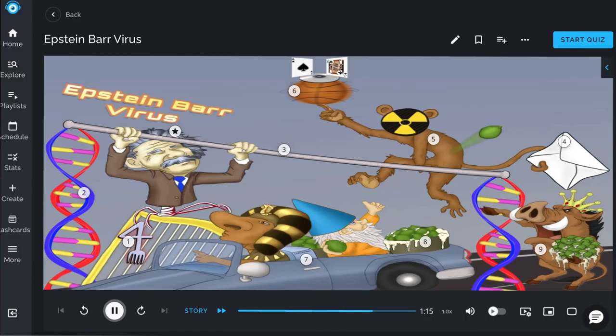So in summary, Epstein-Barr virus is also known as human herpesvirus 4 and is a double-stranded DNA virus, which is linear and enveloped. It is the pathogen which causes infectious mononucleosis. It works by attaching to CD21 on B cells and can lead to nasopharyngeal carcinoma, Burkitt's lymphoma, and Hodgkin's lymphoma.